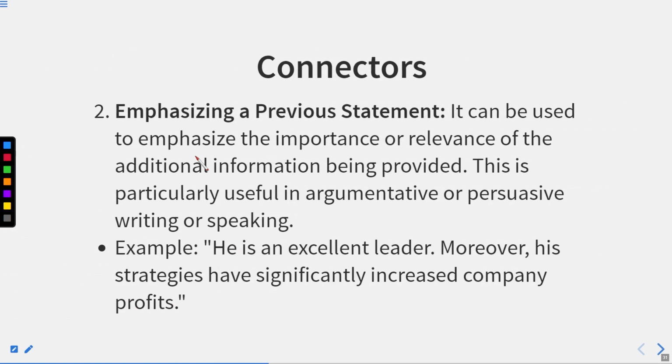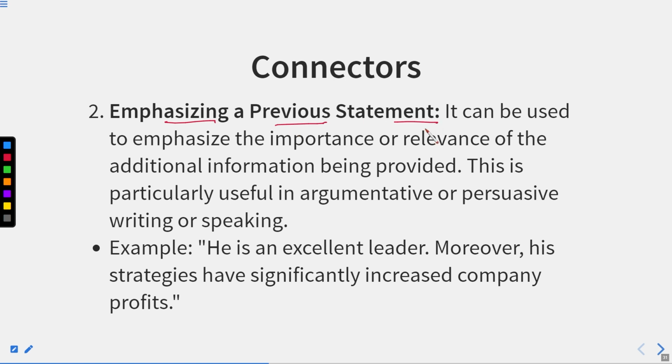Emphasizing a previous statement. It can be used to emphasize the importance or relevance of the additional information being provided. This is particularly useful in argumentative or persuasive writing or speaking. For example, if you are in a debate, when you have to join further information, or some pieces of information which are relevant to the case, you add this word moreover.